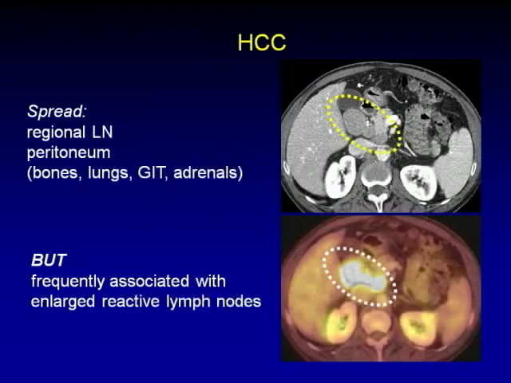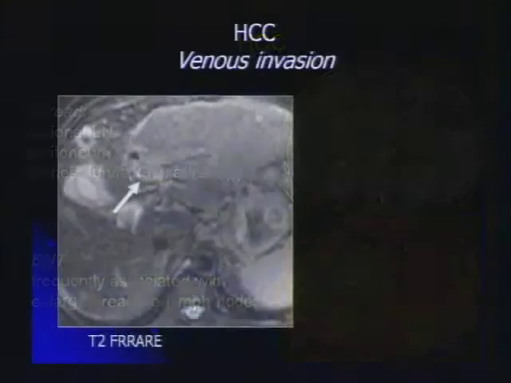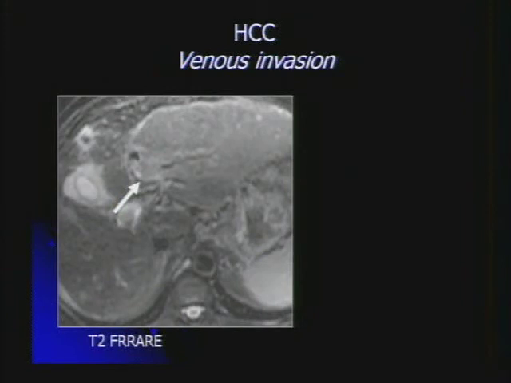But that's just to show that, look at the nodes, they can be big, they can be increased in number, but if they are really large or changed in shape or enhancement, then think of possible tumor. But it's uncommon to get nodal involvement. Venous invasion actually is very common with hepatoma. It likes to invade the vessels.